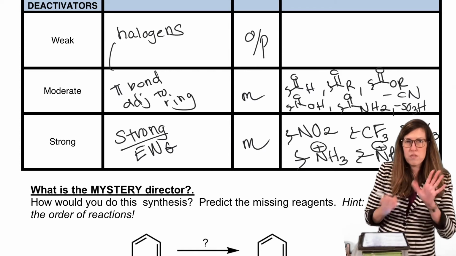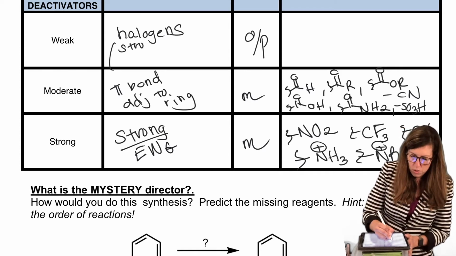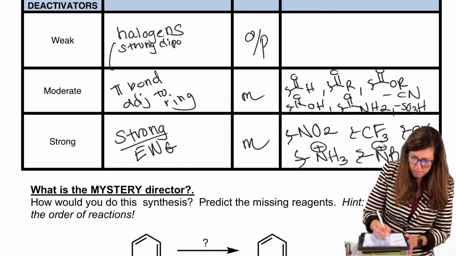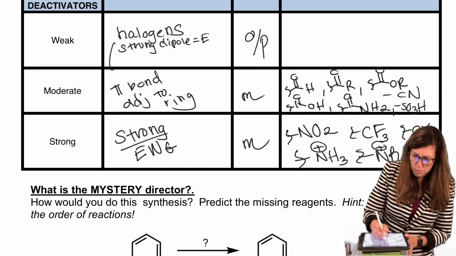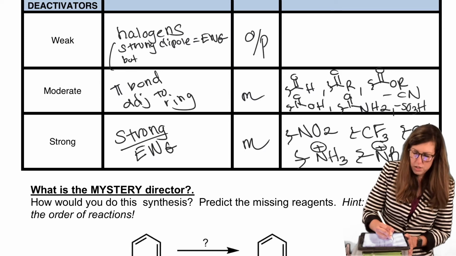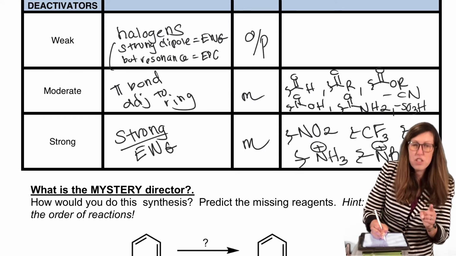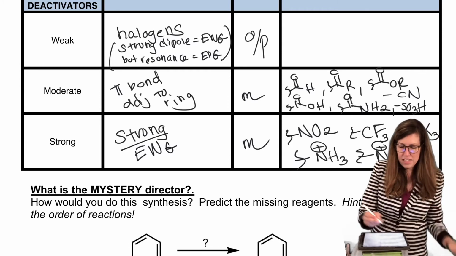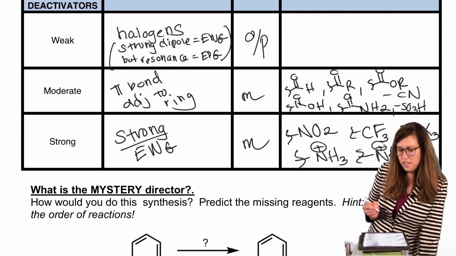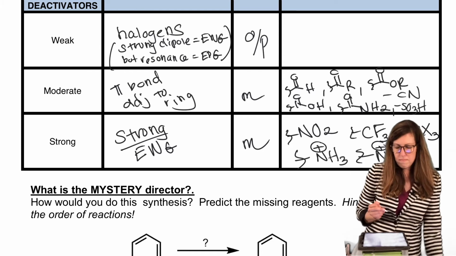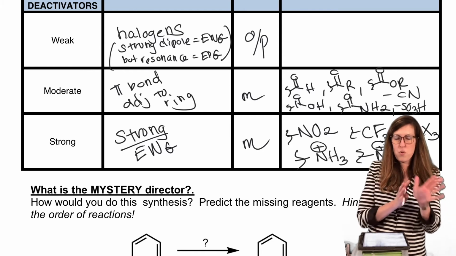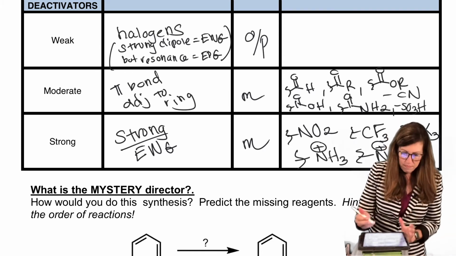So they have reasons for that. Remember, the strong dipole makes it an electron withdrawing group, but resonance simultaneously made it an electron donating group. So that conflicting concept is going on there. Those have that tug of war, which kind of puts it in the middle of the spectrum.